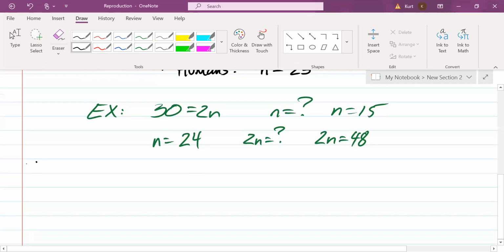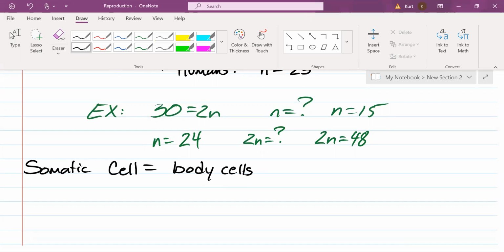All right, moving on. Somatic cell. That would be body cells. Anything that's not a sperm, anything that's not an egg. Brain cell, heart cell, liver cell, bone cell, cartilage cell, tendon, ligament, organ, blood. Everything in your body is a somatic cell. It falls all under that umbrella. These are diploid.